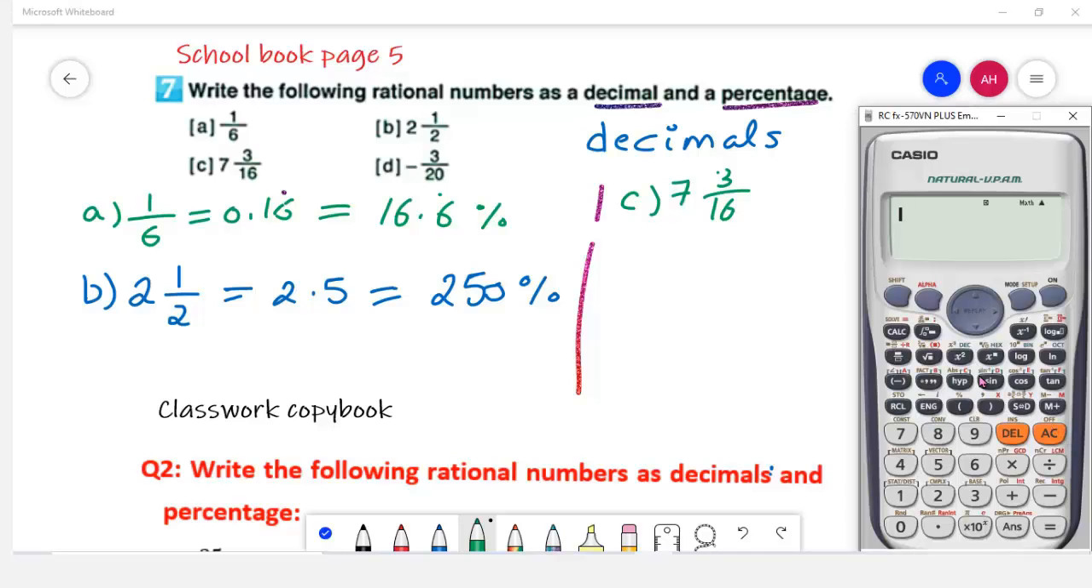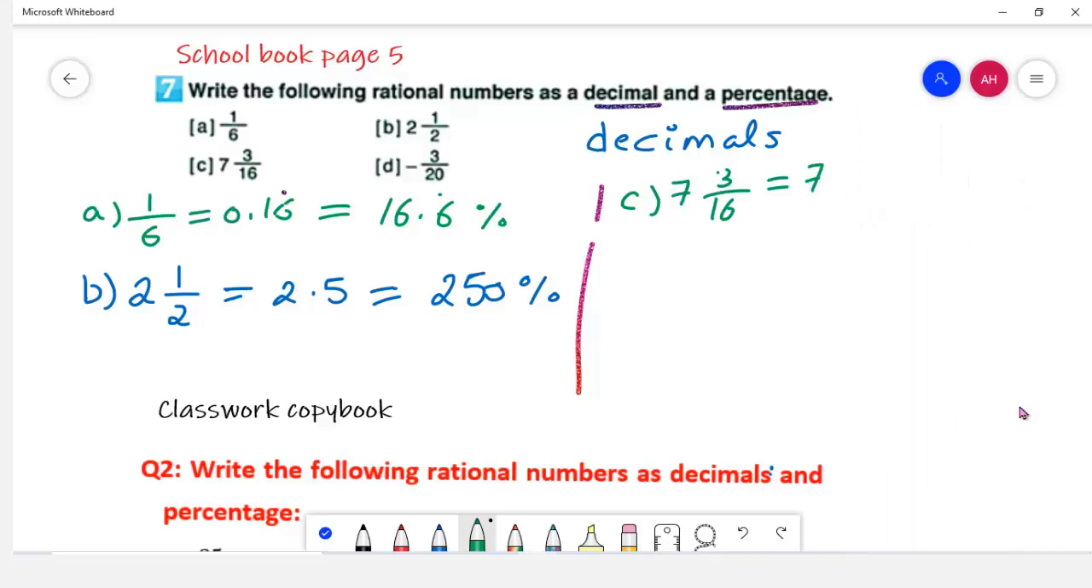We said to enter a mixed number, press Shift and the fraction button, and then 7, go to the side, 3/16, equal, and then press this button to have it in decimal form. It's equal to 7.1875.